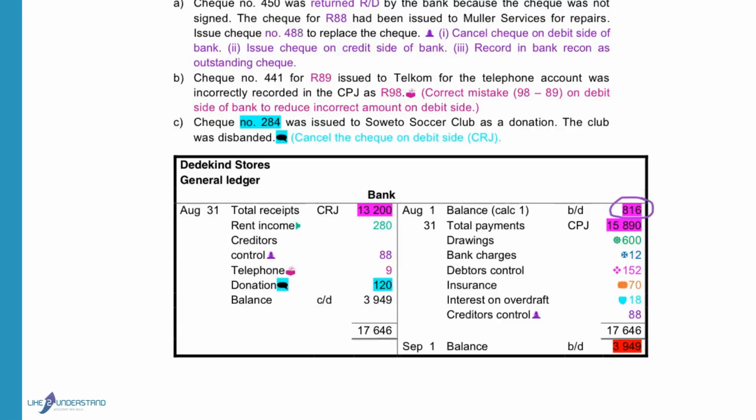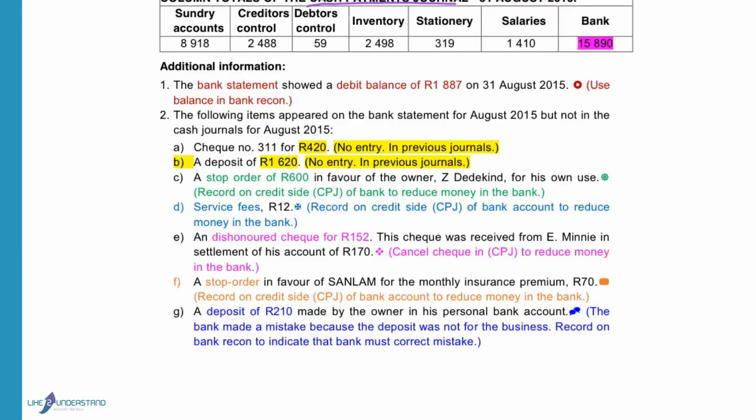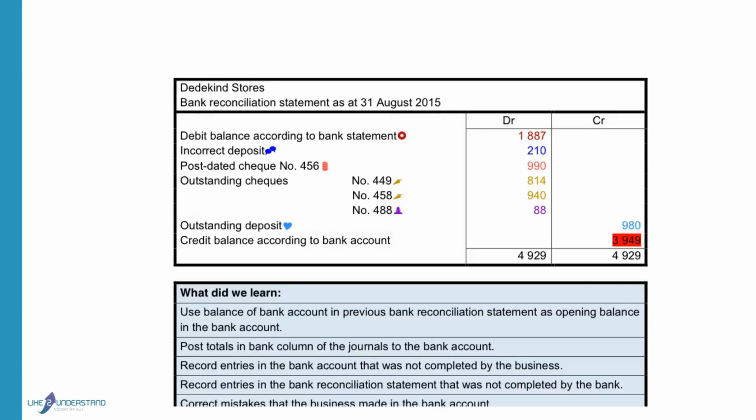So we will start the bank with the balance that was calculated in the previous month's bank reconciliation statement. Then we will use the bank total that was given in the cash receipts journal, and we will record the bank total in the cash payments journal to indicate the transactions that were already completed during the month. The bank balance showed a debit balance of 1887 at the end of the month, so that is where they stopped their books, and that is where we will start with the bank reconciliation statement. So in the bank reconciliation statement, we will indicate that there's a debit balance of 1887.